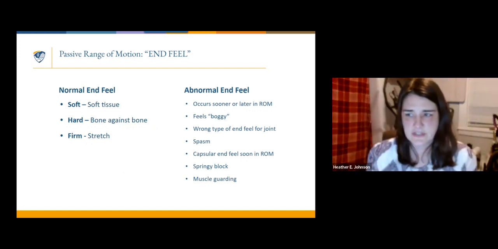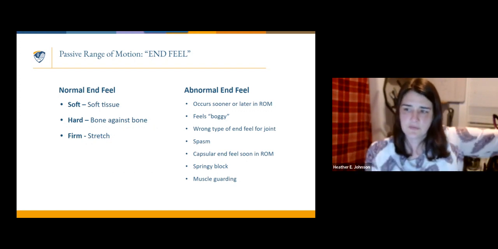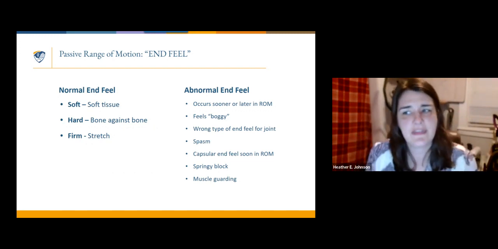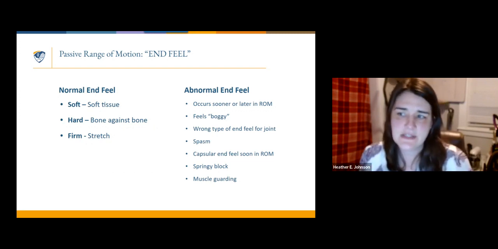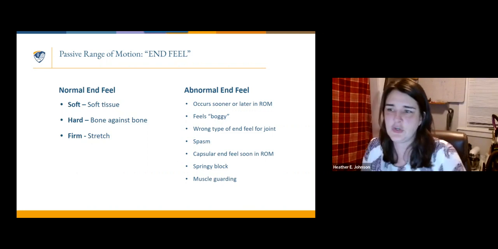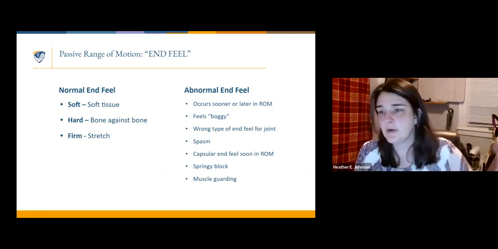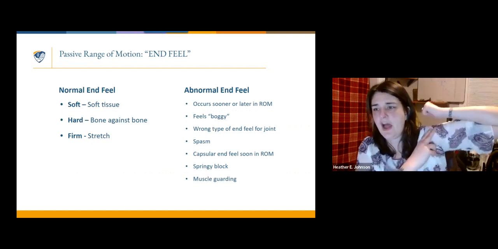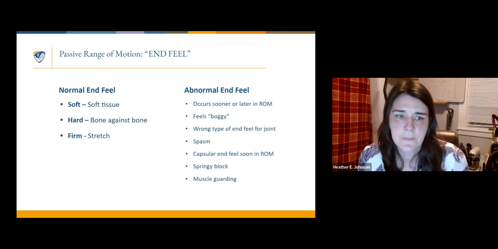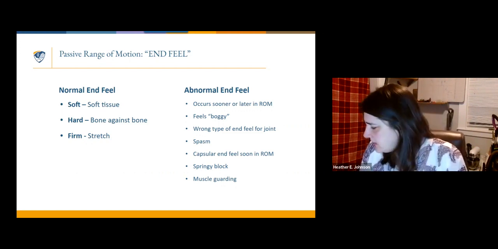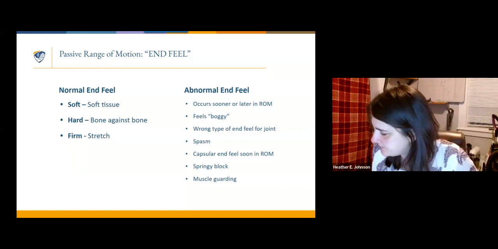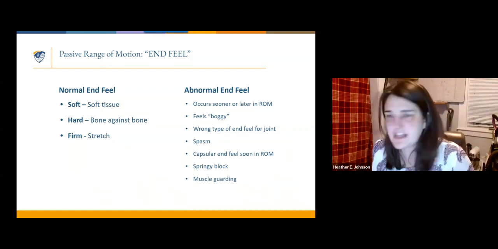When you're performing passive range of motion for your client and you're moving the joint through an arc of movement, at the end of that range of motion, you will feel a resistance, and that is called the end feel. A normal end feel will depend on the type of joint that you are assessing. So you may feel a soft end feel when you have soft tissue touching soft tissue, such as when you have elbow flexion, you're having two groups of soft tissue touch one another, or knee flexion, or CMC thumb flexion. A hard end feel would be something that you feel with bone against bone, like in forearm pronation, PIP flexion, elbow extension, MCP flexion of the thumb.